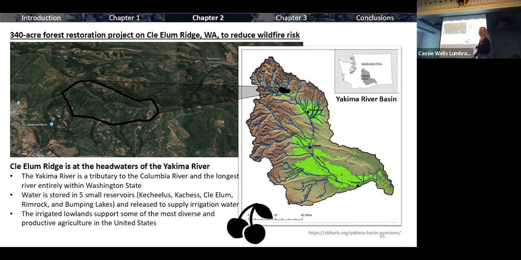All that water from the reservoirs gets dumped into our lowlands to support irrigation for a lot of different crops and productive agriculture. It's a very productive region for agriculture, and actually it's 75% of the US hops and up to 70% of Washington state cherries in this area. So if you care about beer and cherries, I'm looking at you, Joel, then you might want to care about the water resources in this region.